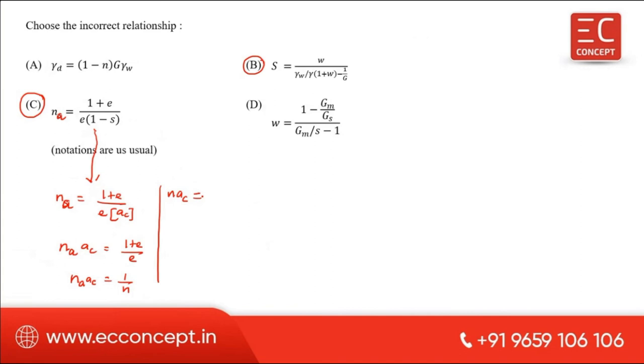So this is the value that you are getting, but this is wrong. The actual relation is na, which is equal to n into ac. So this is the actual relation, and therefore C is wrong. Similarly, the S expression is also wrong.